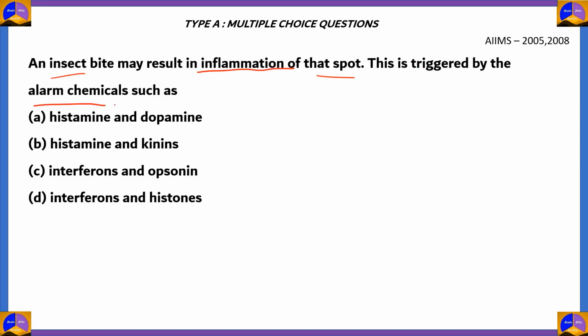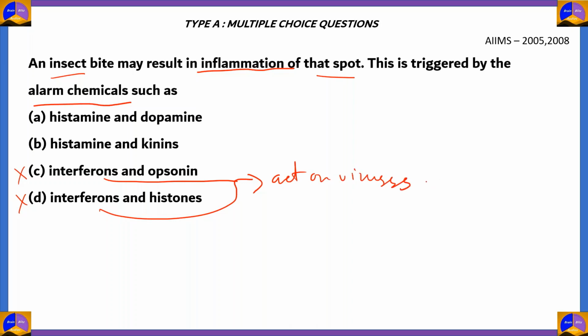This is triggered by alarm chemicals such as histamine and dopamine, histamine and kinins, interferons and opsonins, interferons and histones. The first thing we can notice is that we can cancel options C and D because these contain interferons. And interferons, their job is to act on viruses. And they disturb the cycle of viruses, thus rendering them ineffective. So these act against viruses only, not exactly on the insect bite.